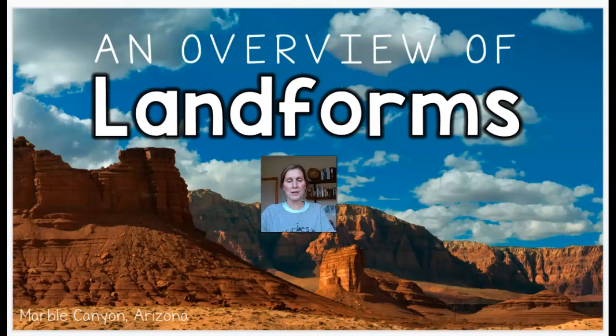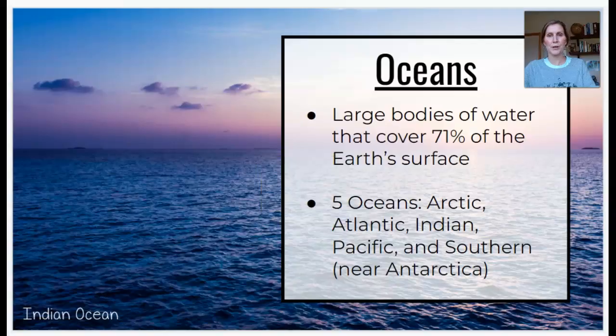So we're going to be talking about several different landforms during this video tutorial. So the first is oceans. They are large bodies of water that cover 71% of the Earth's surface. There are 5 main oceans: Arctic, Atlantic, Indian, Pacific, and the Southern, which is near Antarctica.